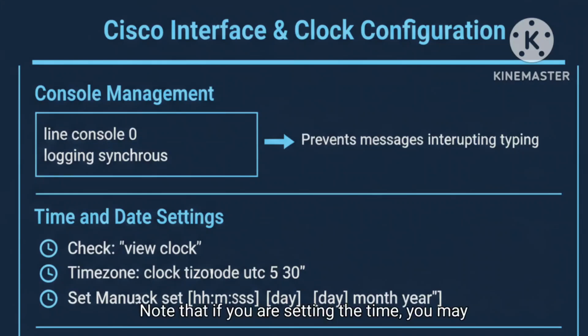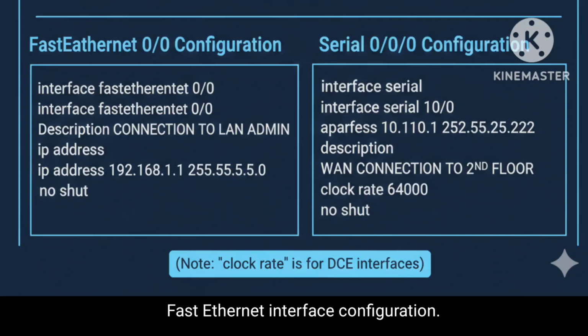Note that if you are setting the time, you may need to subtract your time zone offset from the current local time during entry. Fast Ethernet Interface Configuration. To configure the Fast Ethernet 0/0 interface, enter the interface using Interface Fast Ethernet 0/0. Add a label using Description Connection to LAN admin.